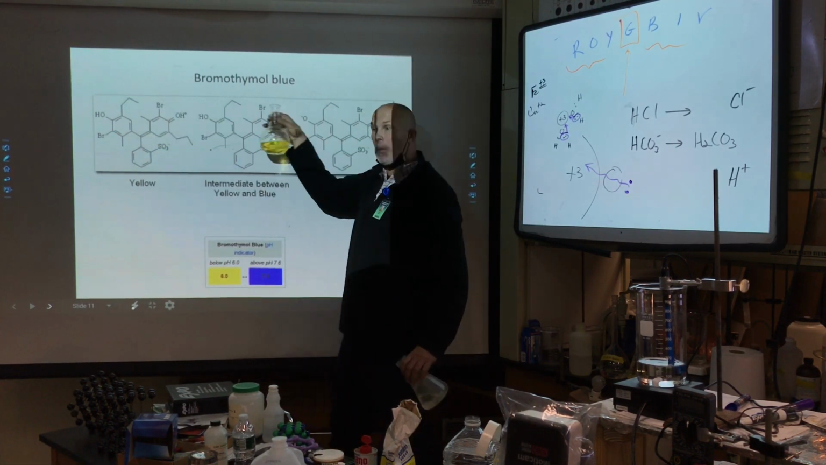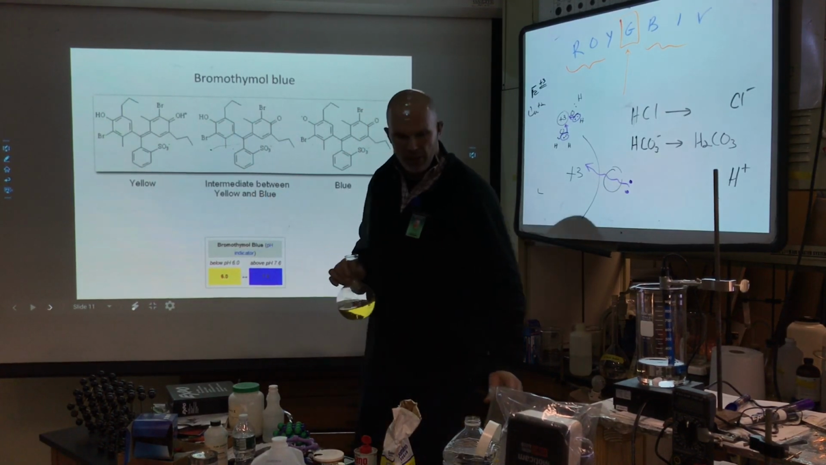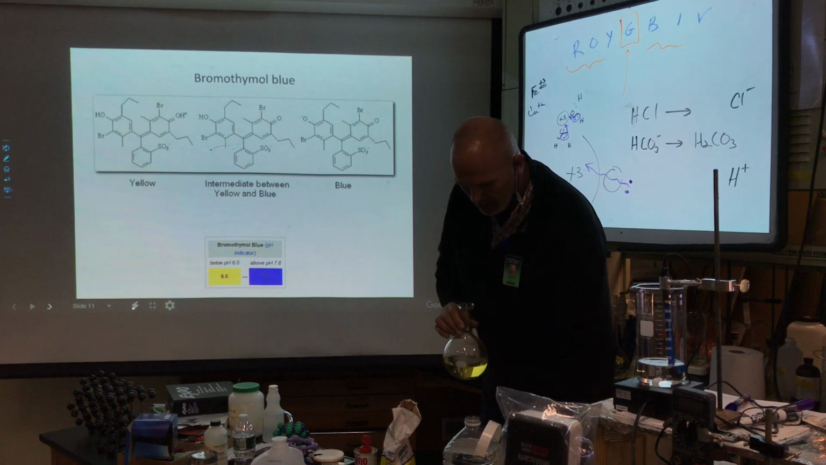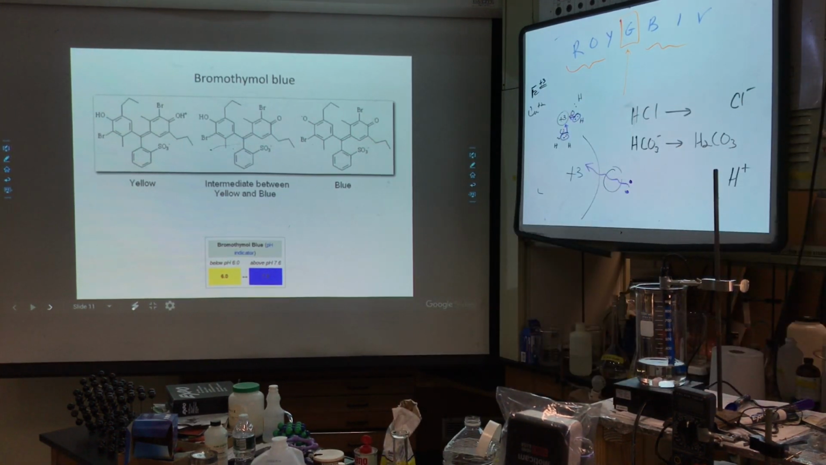So indicators help us give us pH ranges. All right? So there you go. I'm going to give you guys a break and then come back. We're going to start our RAT, and I'll explain what that means.